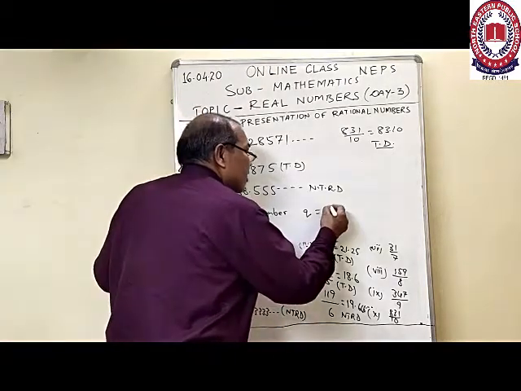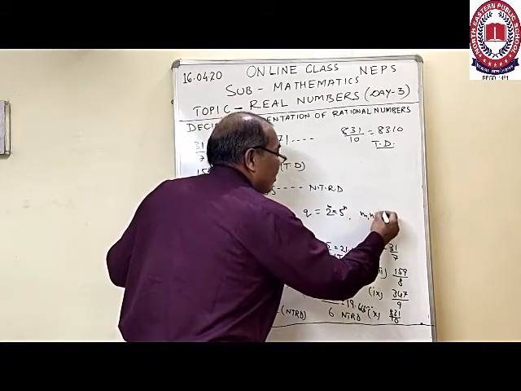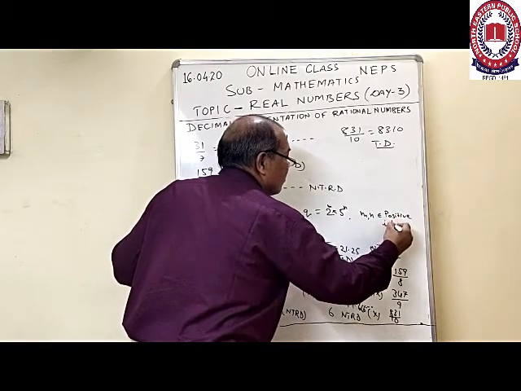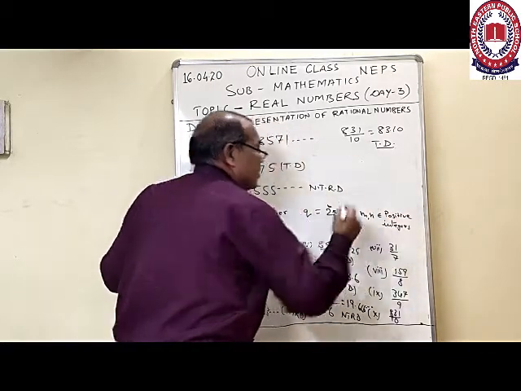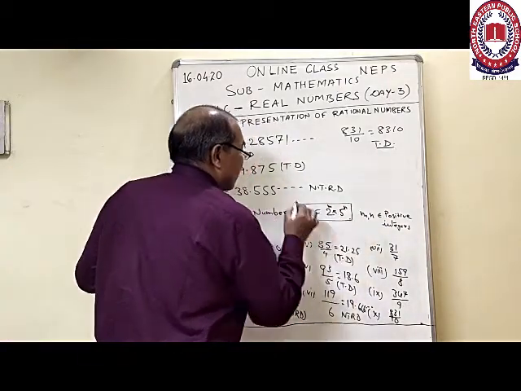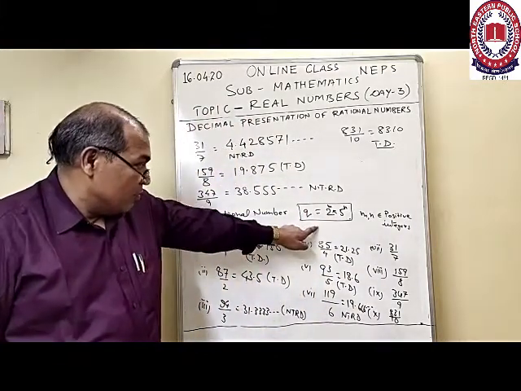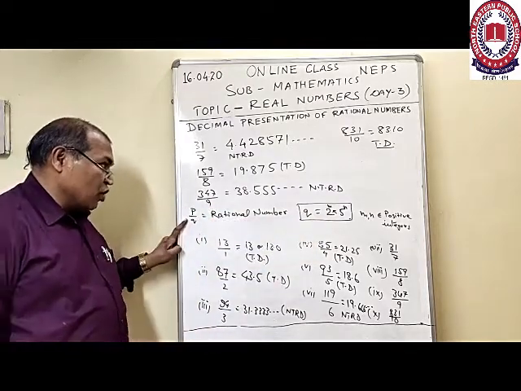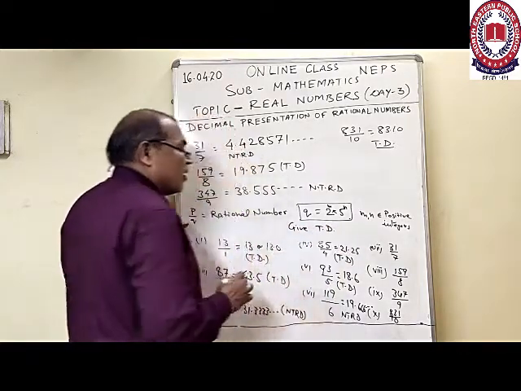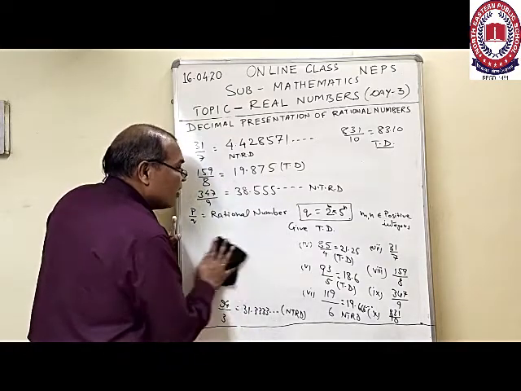Means we can say these factors may repeat any number of times, m and n are positive integers. So if the value of Q occurs in the form of 2 to the power m into 5 to the power n, then only a rational number P upon Q gives a terminating decimal.